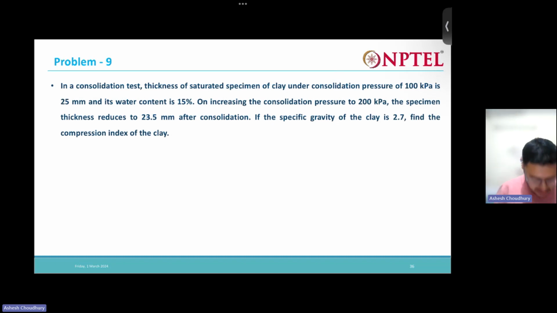So extremely easy. Please try to find this out. Everything is given to you. Water content is given, gravity is given, the settlement is given, the pressures are given. You need to find out the compression index Cc. Just a hint I will give you: use the settlement equation to find Cc. I hope you can do that. Just try.